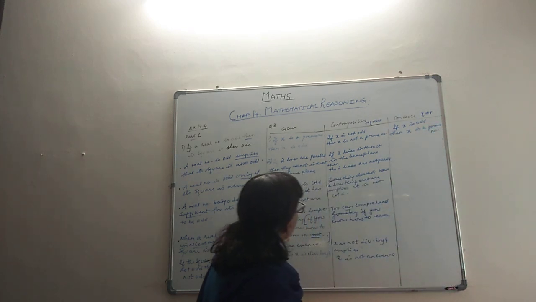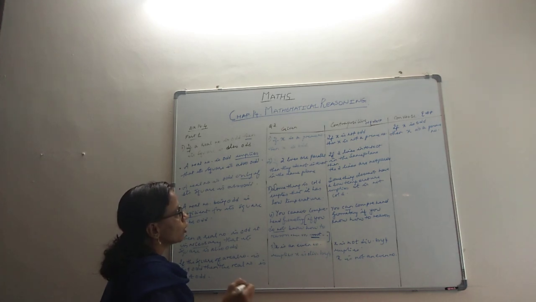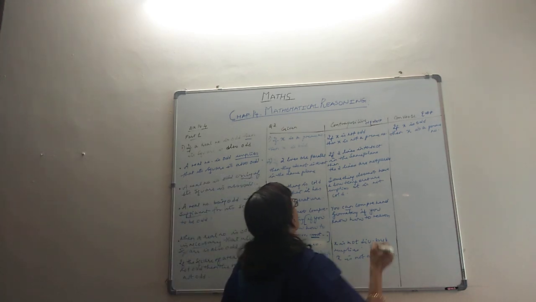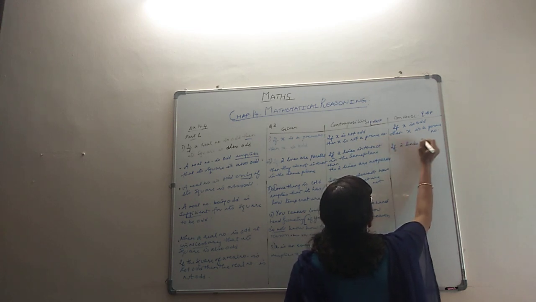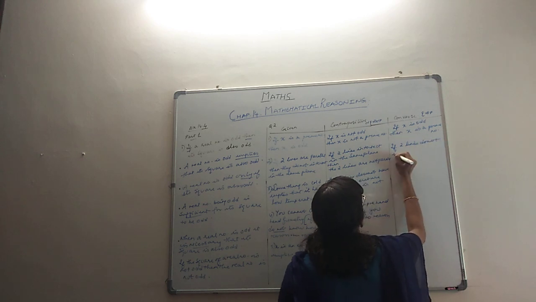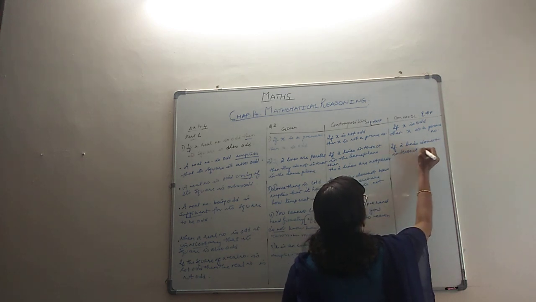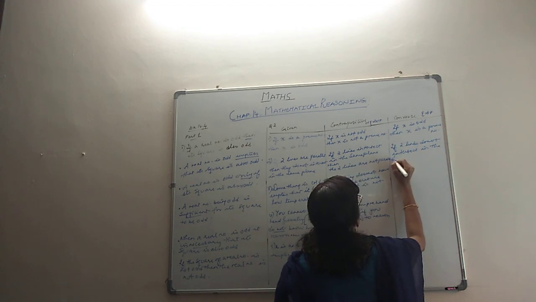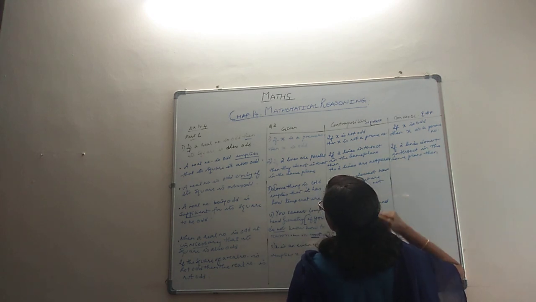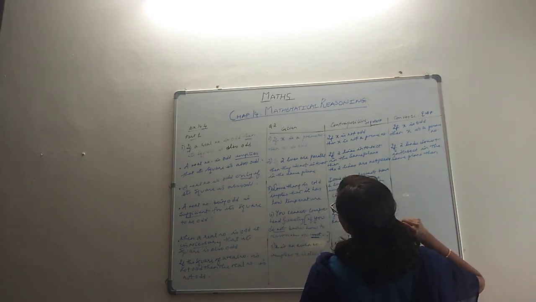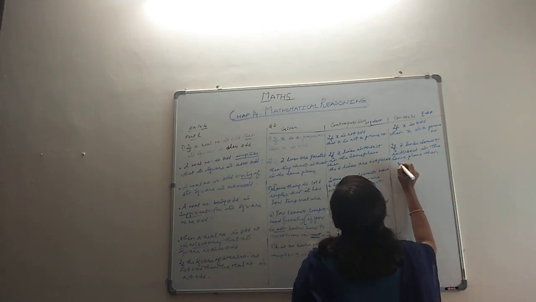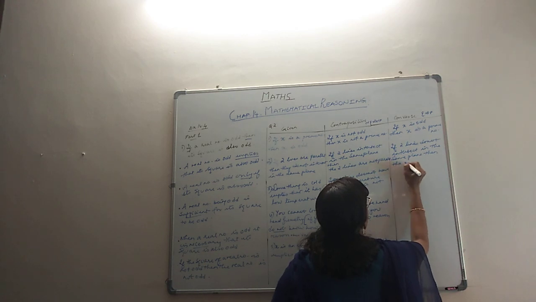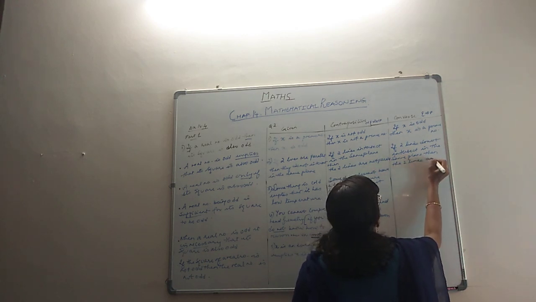Next, if two lines are parallel, then they do not intersect in the same plane. So, if two lines do not intersect in the same plane, then the two lines are parallel.